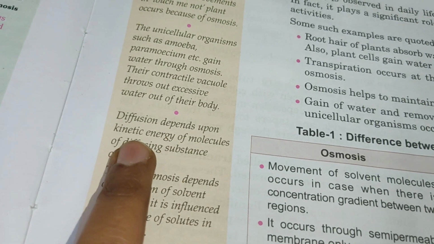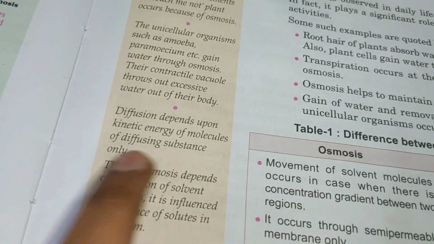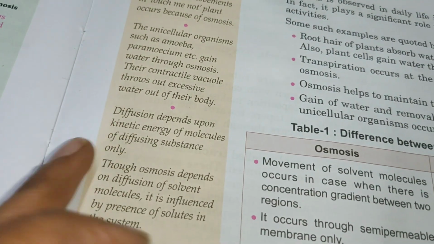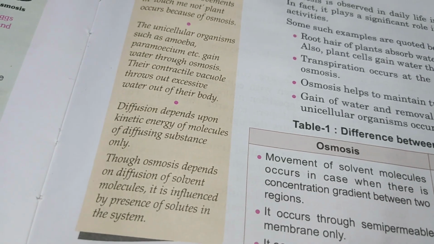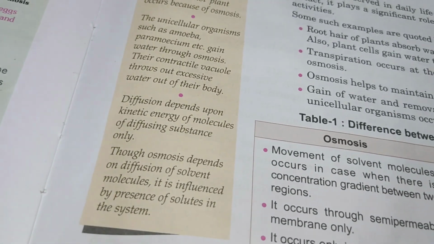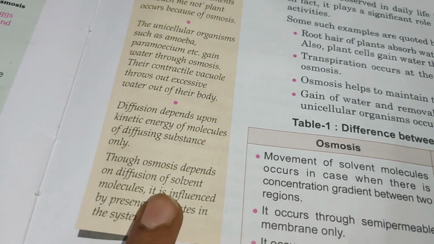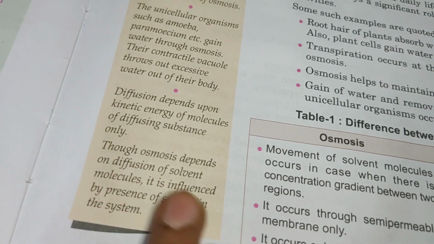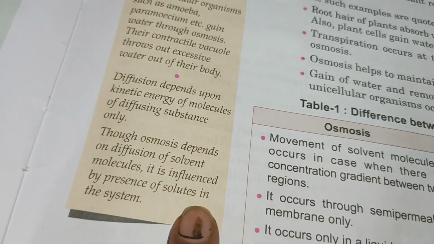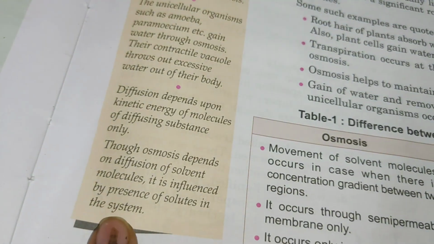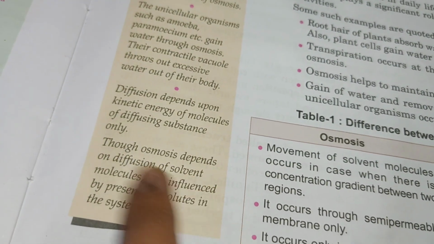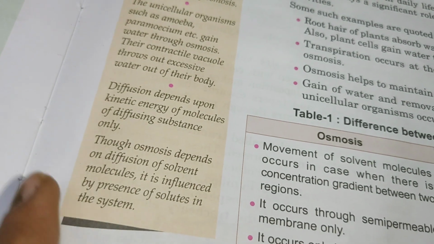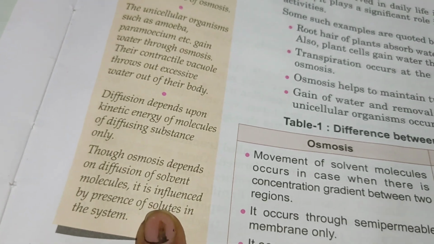Diffusion depends upon the kinetic energy of molecules of the diffusing substances only. If the kinetic energy is more, more diffusion takes place. If it is less, then less diffusion takes place. Though osmosis depends on diffusion of solvent molecules, it is influenced by the presence of solutes in the system.